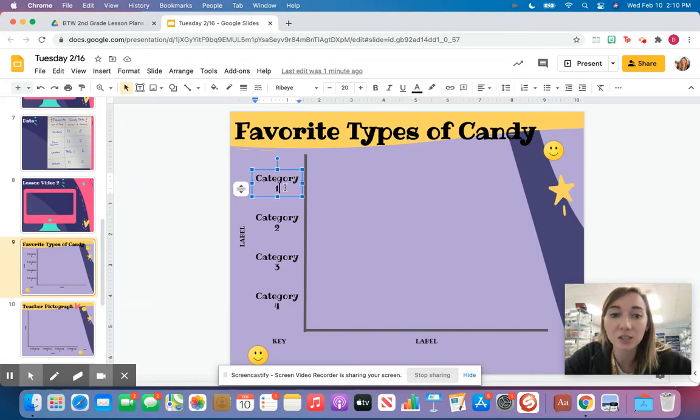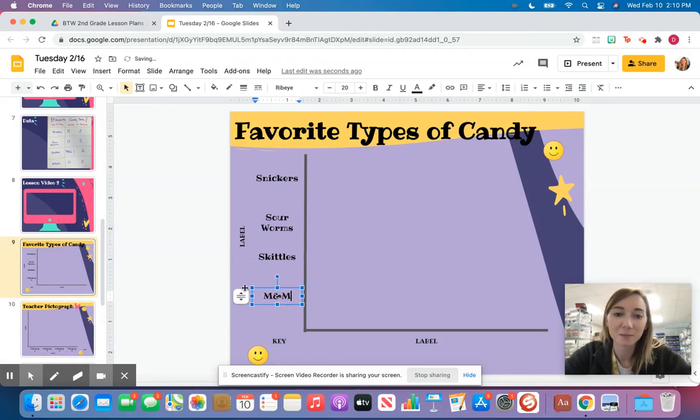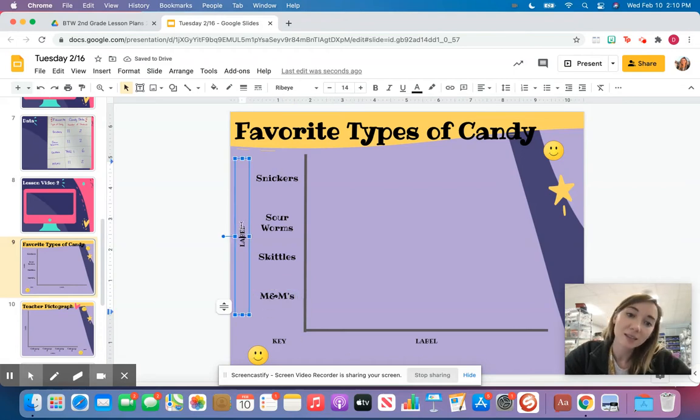So I'm going to change these to instead say category 1. This one's going to say Snickers. What's the next one going to say? Sour worms. What's the third one going to say? Skittles. And what's the last one going to say? M&Ms. So those are our different types of candy.